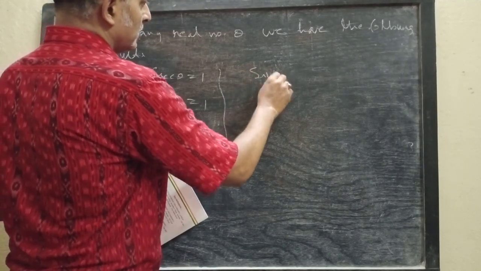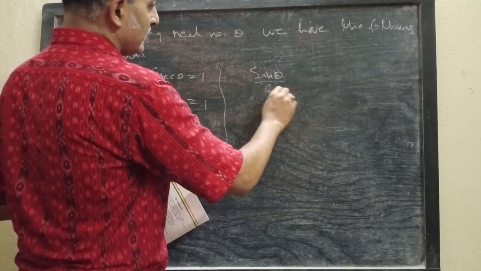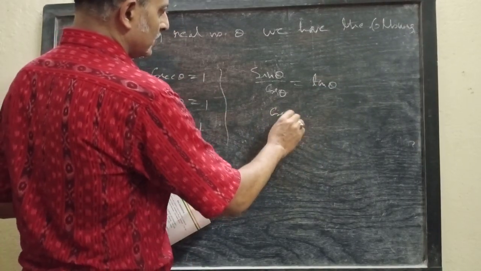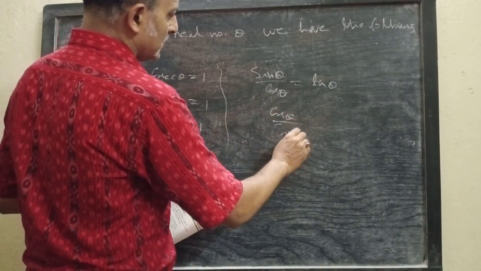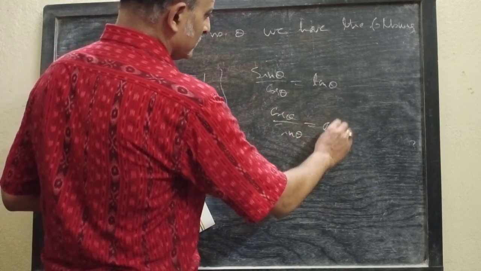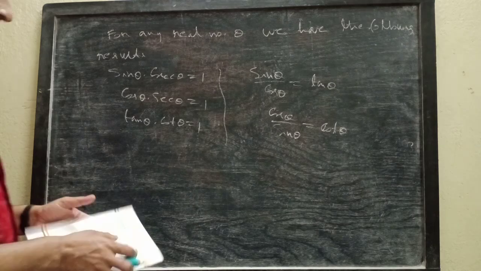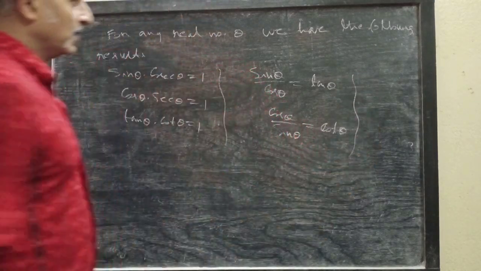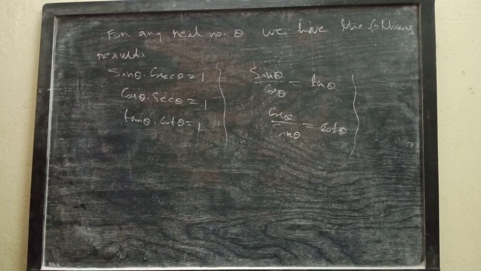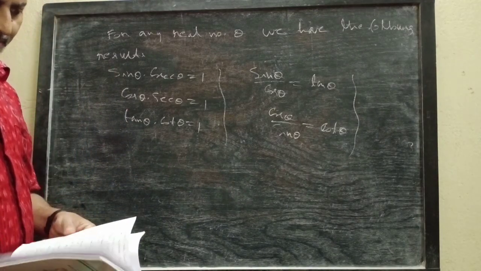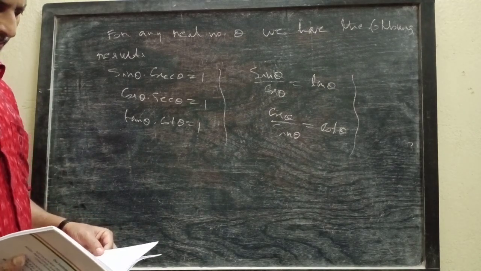Again, sin theta by cos theta equals tan theta, and cos theta by sin theta equals cot theta. These 5 results that we have learned here, we have to remember to solve many problems.